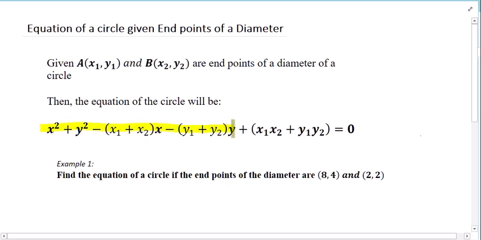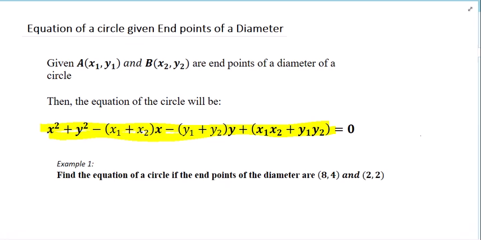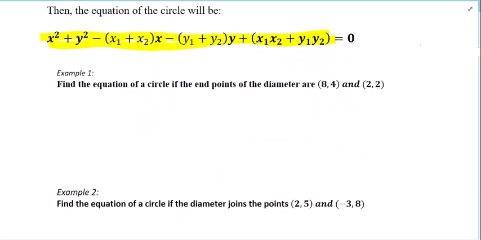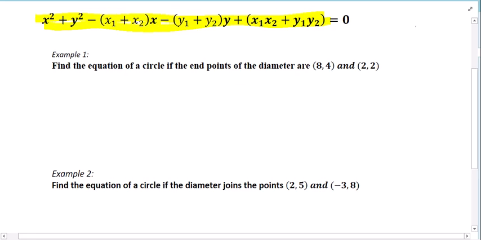The equation of the circle is going to be x squared plus y squared, then minus bracket of x1 plus x2, all times x, minus y1 plus y2, all times y, plus x1 times x2 plus y1 times y2, all equal to 0. This is the simplest and the shortest formula to find the equation of a circle when the endpoints are given. So let's use the formula to solve a question we have here.